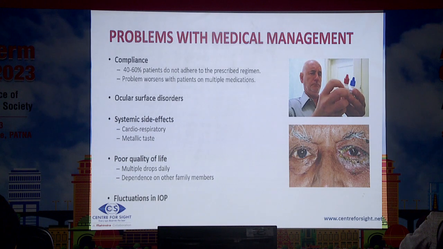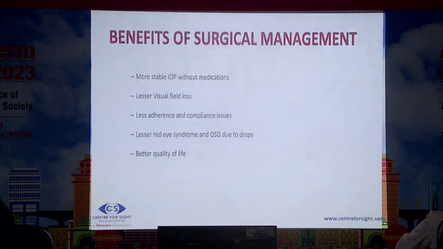We all are aware of these problems with medical management, where compliance is probably the biggest issue with our glaucoma management right now, where almost 60% of our patients don't adhere to their prescribed regimen. And when the patient is on multiple medications, this problem is much more. Ocular surface disorders, systemic side effects, poor quality of life with patients putting in multiple drops daily and dependence on other family members, and fluctuations in the diurnal variation in the intraocular pressure.